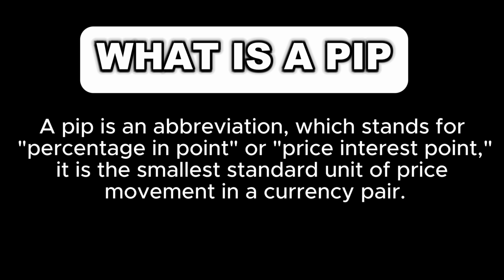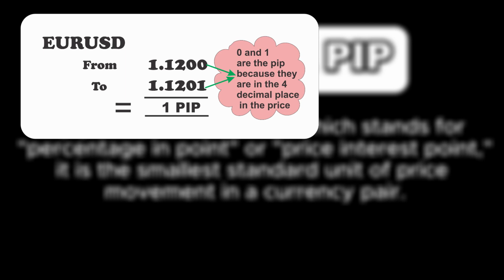In most currency pairs, a pip is the movement in the fourth decimal place of the exchange rate. So, if EUR/USD moves from 1.1200 to 1.1201, that's a movement of 1 pip.